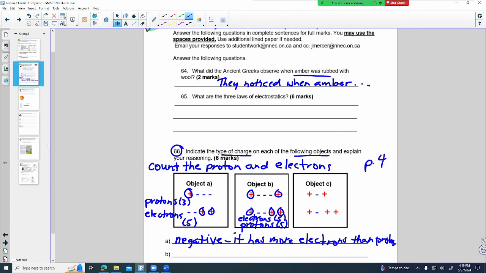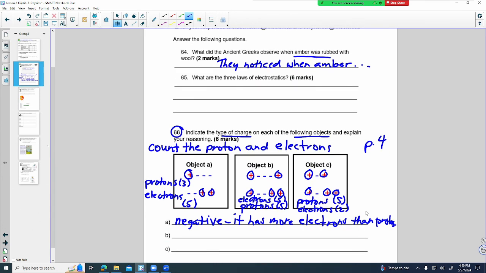And finally, this is the last one we'll do, object C. Count the protons. 1, 2, 3, 4, 5. So protons you have 5. And then electrons, that's the minuses. So electrons, I only see 2. So which is more, protons or electrons? Whichever number is higher, that's what the charge of the object will be, whether it's positive or negative or neutral.